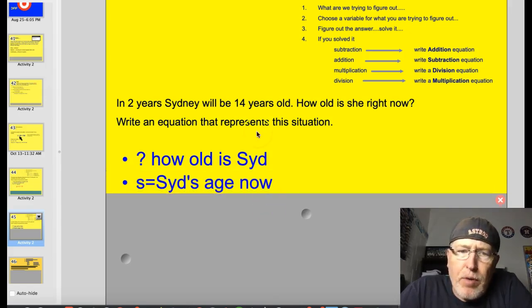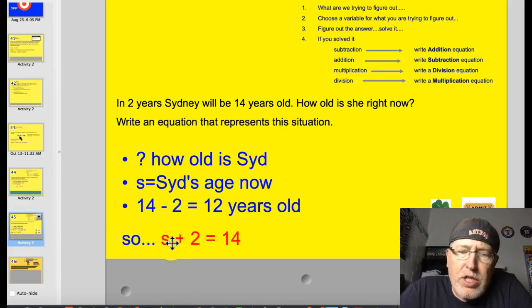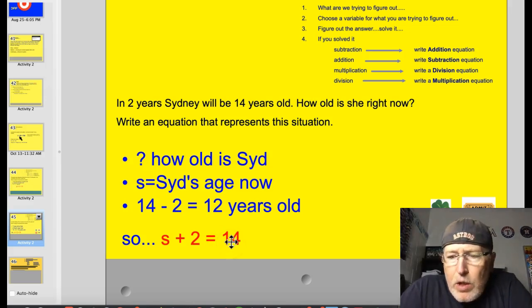All right, solve the dumb problem. Well, it's going to be 14 years minus 2 years is 12 years. She's 12 years old right now. So I solved it with subtraction, so I'm going to write it again with addition. So Sid's age now plus 2 more years is going to make 14 years. The equation makes sense. It matches the story.